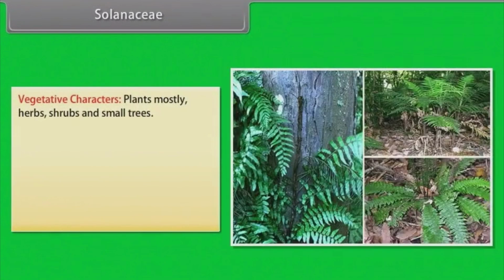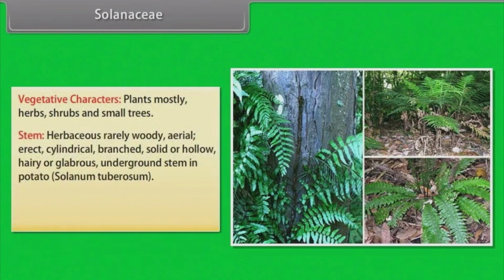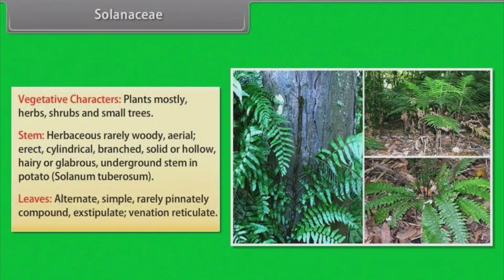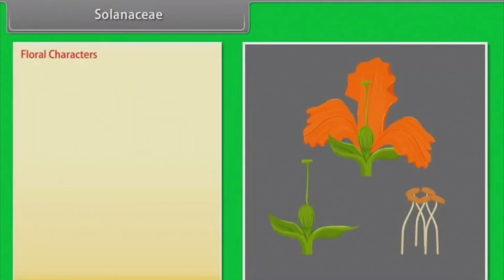Vegetative characters. Plants mostly herbs, shrubs, and small trees. Stem herbaceous, rarely woody, aerial, erect, cylindrical, branched, solid or hollow, hairy or glabrous. Underground stem in potato, Solanum tuberosum. Leaves alternate, simple, rarely pinnately compound, exstipulate, venation reticulate. Floral characters. Inflorescence solitary, axillary or cymose as in Solanum.